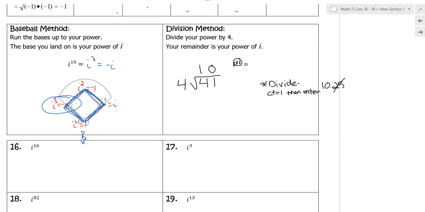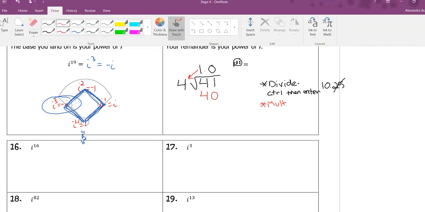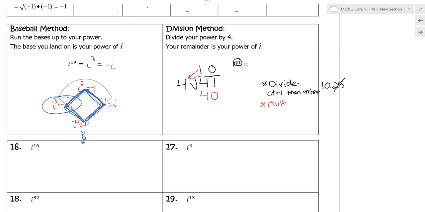The next step is multiply. Right, so this is just long division. You learned this in maybe 5th grade. I don't know when you learned long division. In elementary school, we've probably forgotten it. So I'm going to multiply going this way. So 10 times 4 is 40. Then I subtract. 41 minus 40 is 1. And then that's my new exponent.